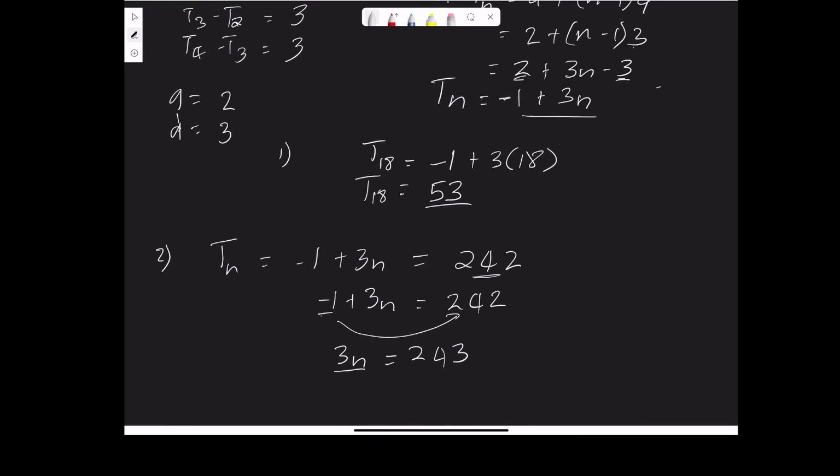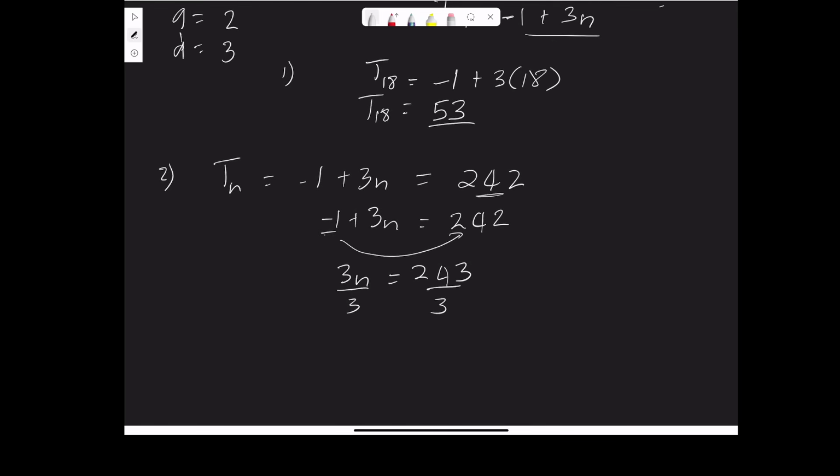243. And we can divide both sides by 3 now. Okay, so let's say 243, divide that by 3. And that gives me 81. So it means that 242 is the 81st term. Okay, so that is n is 81. All right, so I hope that is helpful. I hope that makes sense.